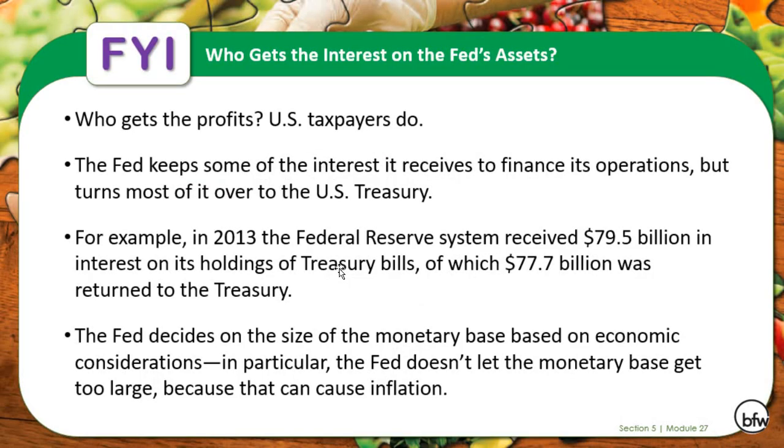All right. Now, just a fun little fact for you: the U.S. taxpayers receive the profits from the Federal Reserve. The Fed keeps some of the interest to finance its operations, but most of it goes to the U.S. Treasury. So, for example, in 2013, the Federal Reserve System received $79.5 billion in interest on its holdings, of which $77.7 billion was returned to the Treasury. The Fed decides on the size of the monetary base based on economic considerations. They don't let the monetary base get too large because they don't want to cause inflation.